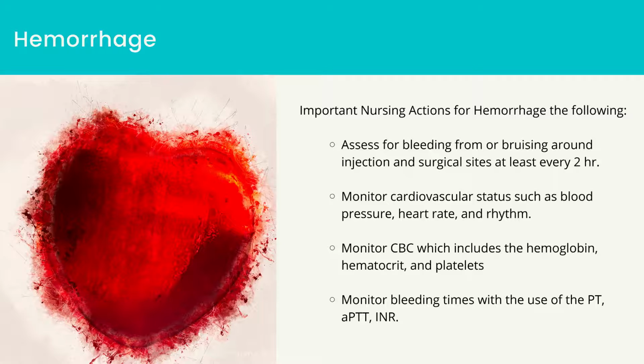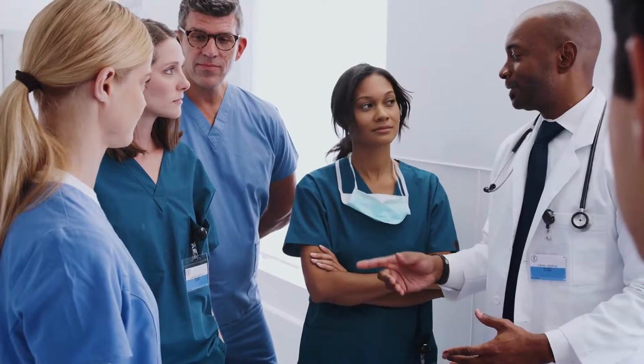Monitor CBC, which includes the hemoglobin, hematocrit and platelets. Monitor bleeding times with the use of the PT, APTT, INR. Administer IV fluids and blood products as required. Test stool, urine and emesis for occult blood. Monitor for internal bleeding at least every 8 hours. Have antidote available for use if necessary.